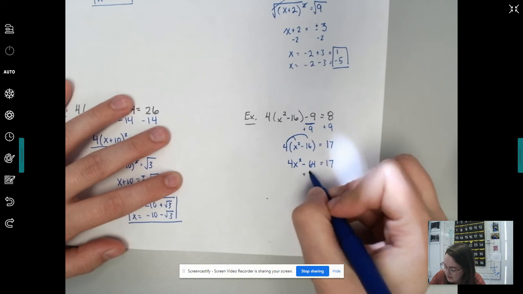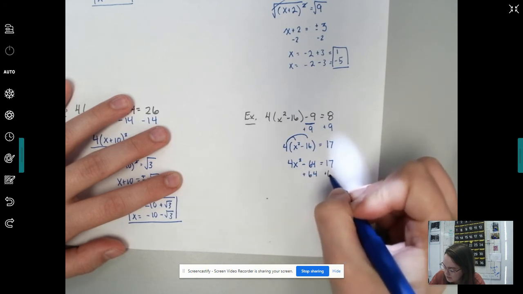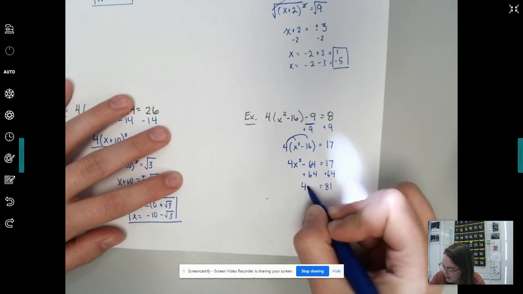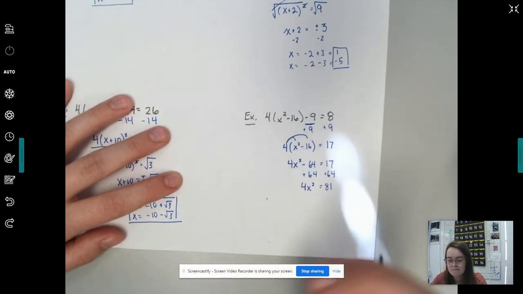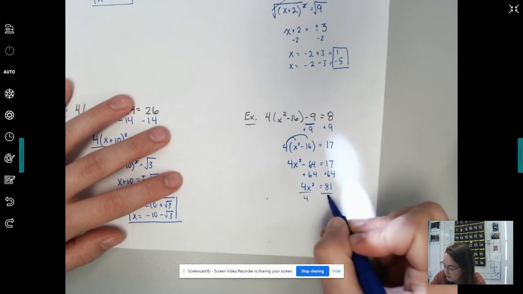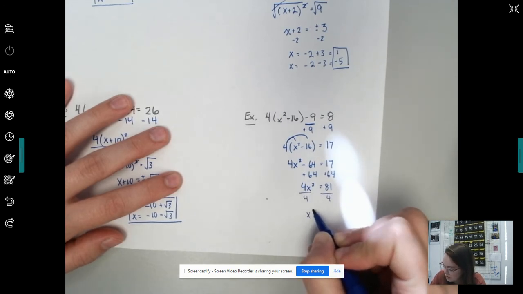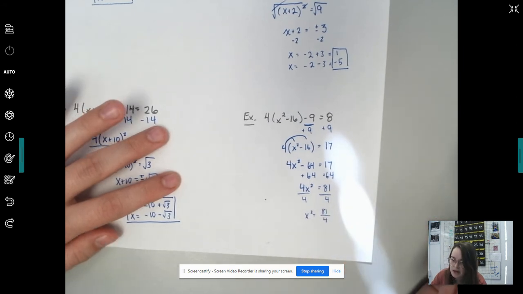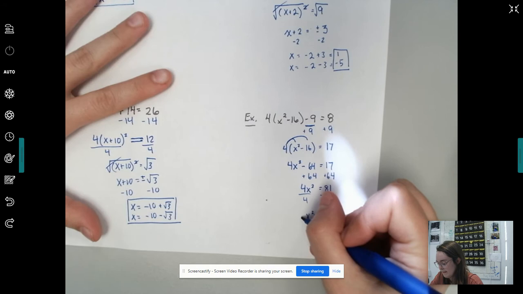Now let's add 64 to both sides, plus 64. That gives us 81 equals 4x squared. Now we have something a little bit prettier, so let's divide 81 by 4. So x squared equals 81 over 4. And now we can take the square root of it.